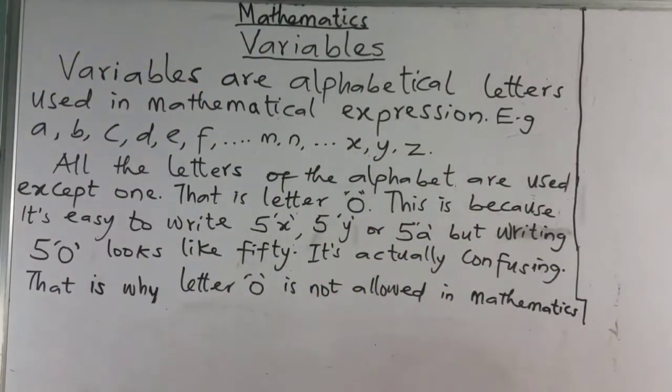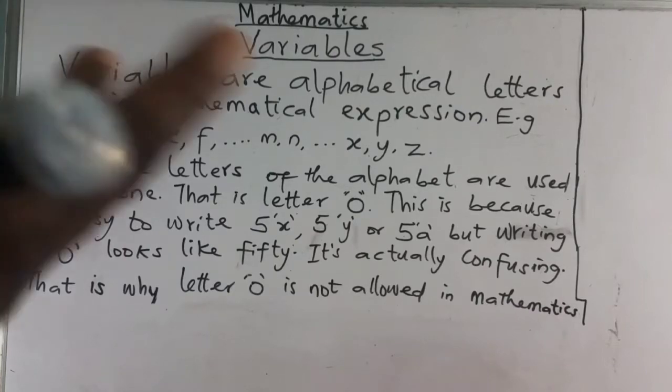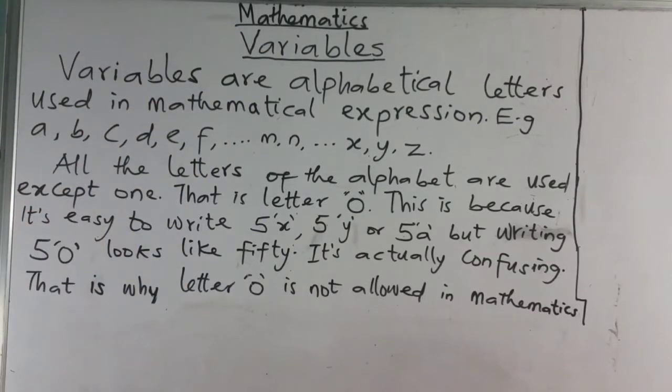Welcome back. Variables. What are variables? These are alphabetical letters used in mathematical expressions. For example, we have A, B, C, D, M, N, X, especially Y and Z. All the alphabetical letters we use in mathematics are referred to as variables.